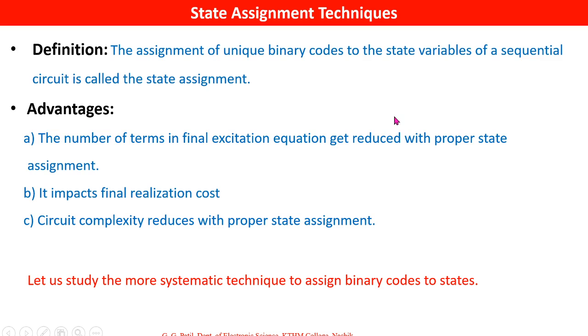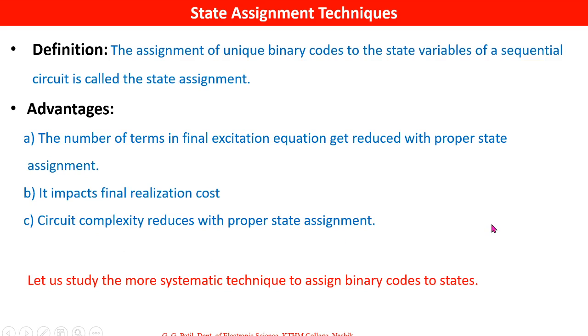There are a number of advantages of state assignment that can be observed in sequential machines. Some of the advantages are listed here. With proper state assignment, the number of terms in the final excitation equation get reduced. Then it impacts final realization cost. That is the second advantage of the state assignment. And the third one listed here is the circuit complexity reduces with a proper state assignment.